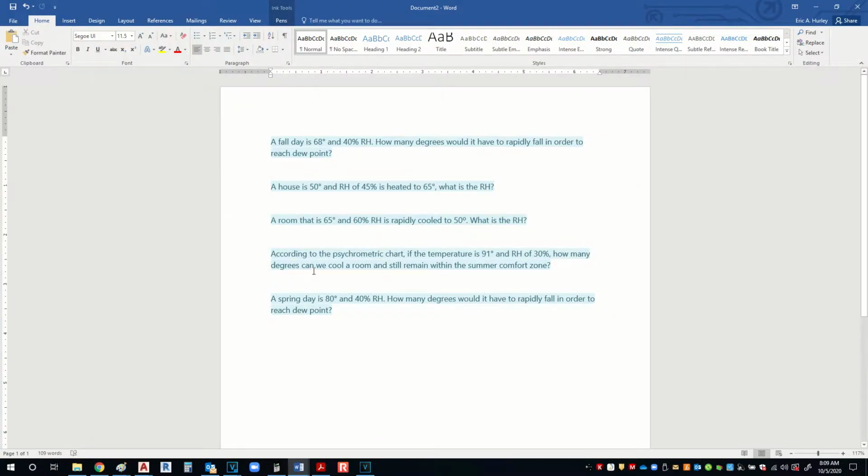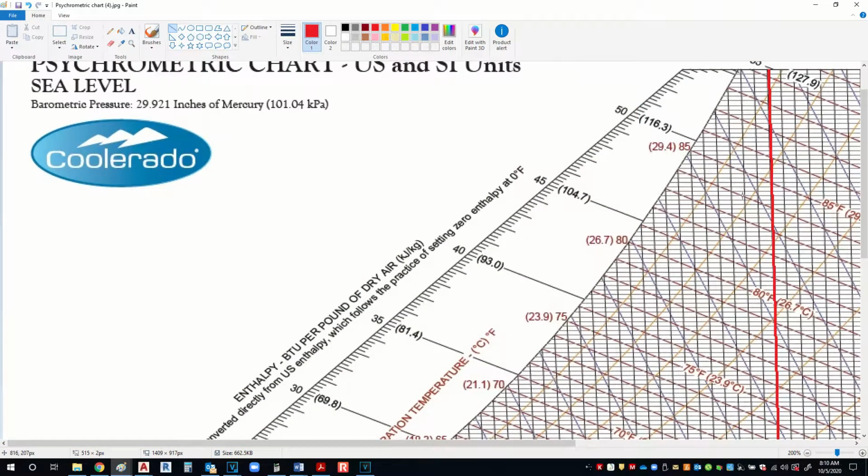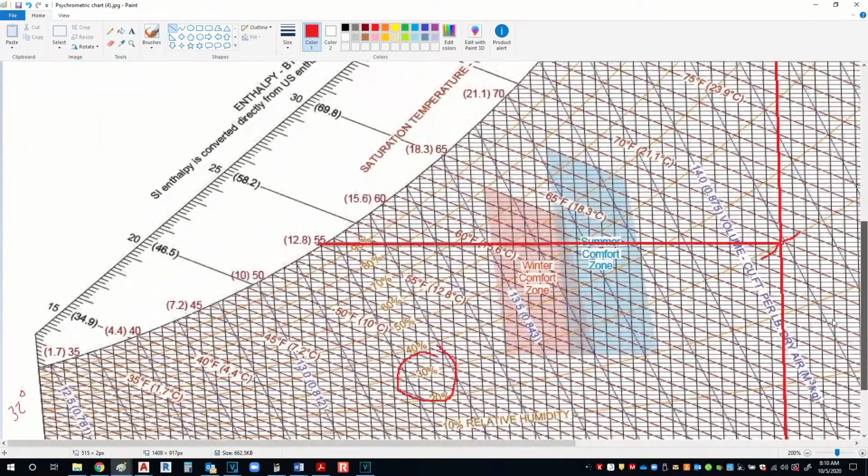And can we cool a room? How many degrees can we cool a room and still remain in the summer comfort zone? All right, so we're trying to get as cool as we possibly can. Make sure you be real careful when you do these lines so that they're not funky, going crazy.